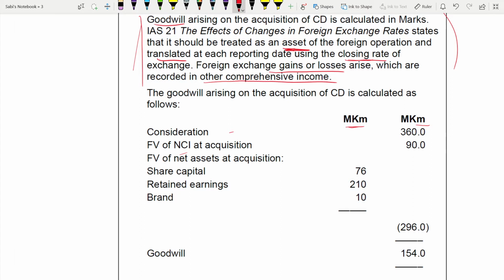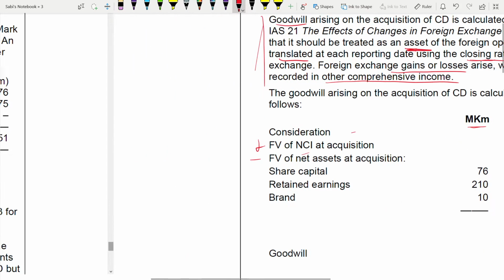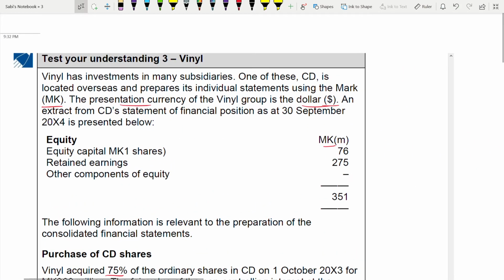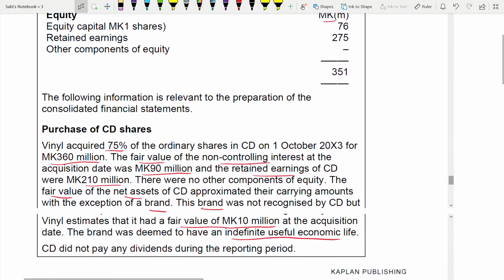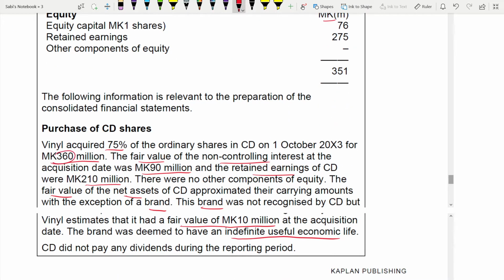I'm sure you know the formula of goodwill. You should know it by now; it should be at your fingertips. Consideration plus fair value of NCI minus fair value of net asset. So consideration, as it is given to you, is 360, and NCI is 90. It's already given, these two. You can take them as they are. There are no adjustments for that. This 360 and this 90 NCI.